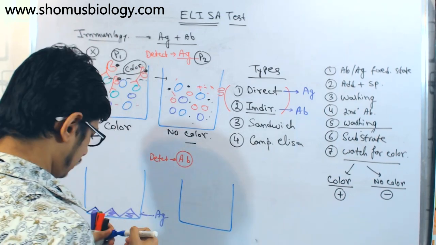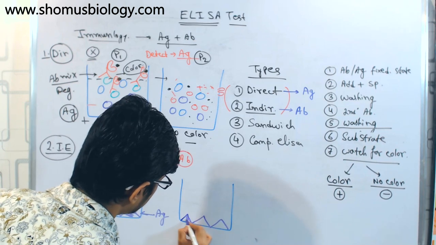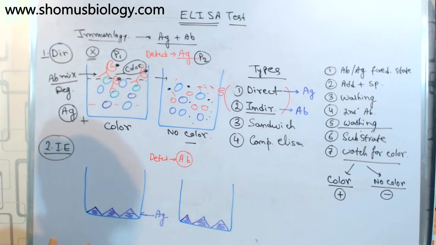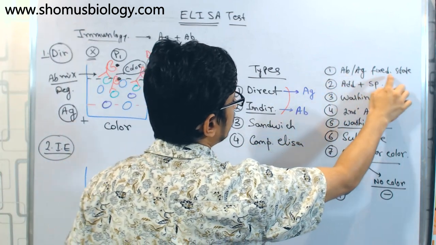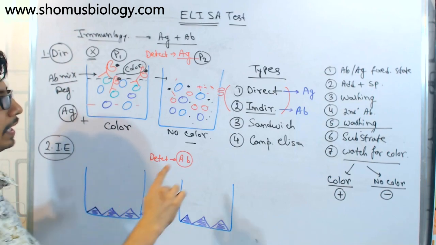Two examples we will discuss, again a positive and a negative test. This is again SARS-CoV-2 antigen. So the first step: antigen fixed to the bottom of the well, it's done. Second step, addition of specimen.